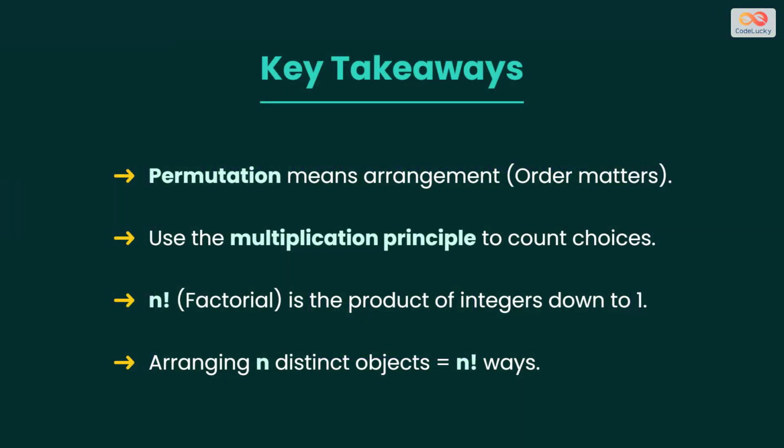To summarize, remember that a permutation is an arrangement where order matters. We use the multiplication principle to count these arrangements. The shorthand for this calculation is the factorial notation. Arranging n objects always results in n factorial possibilities.